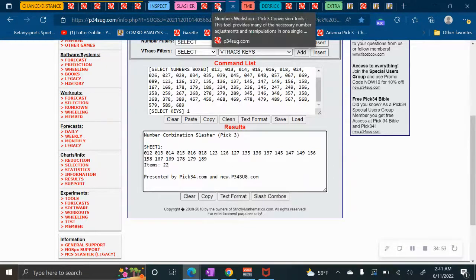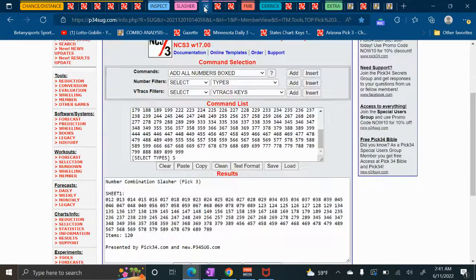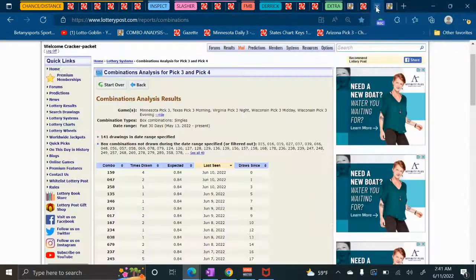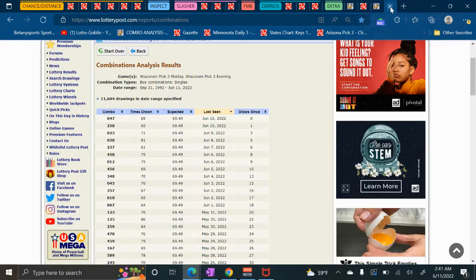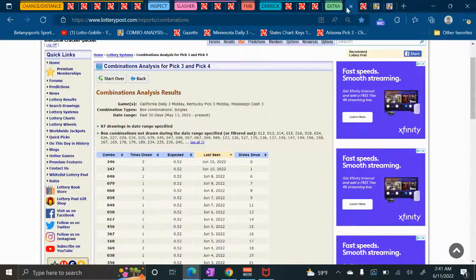All right. And then the same thing, California, 5 is due. And 5's going to hit. Is it going to hit tomorrow? Probably. I hope so.